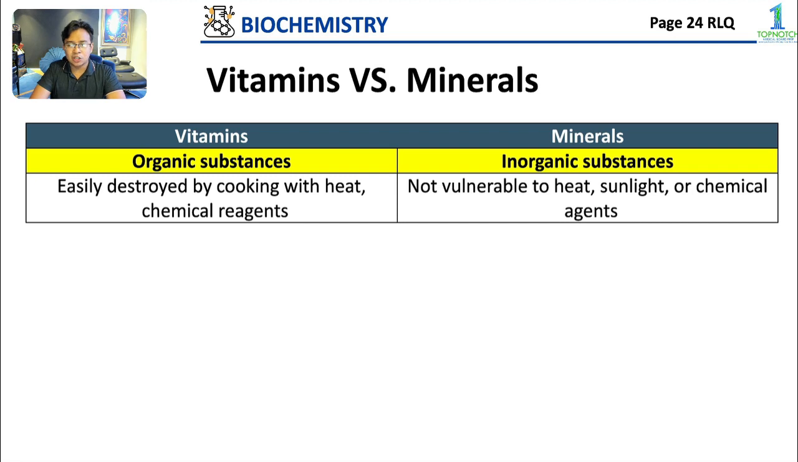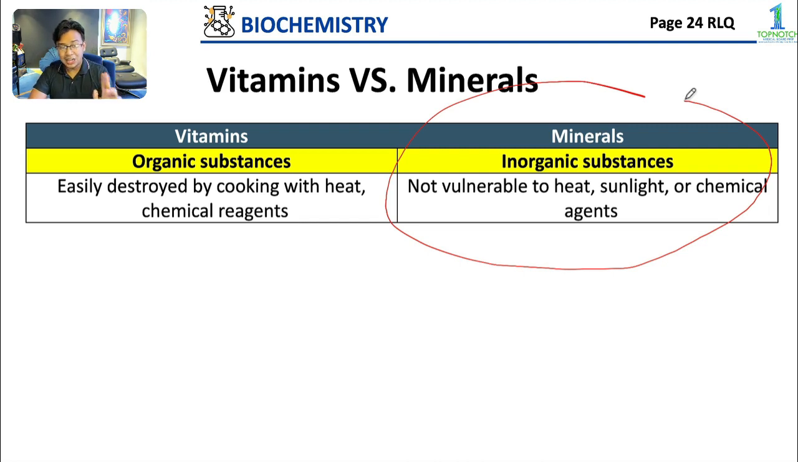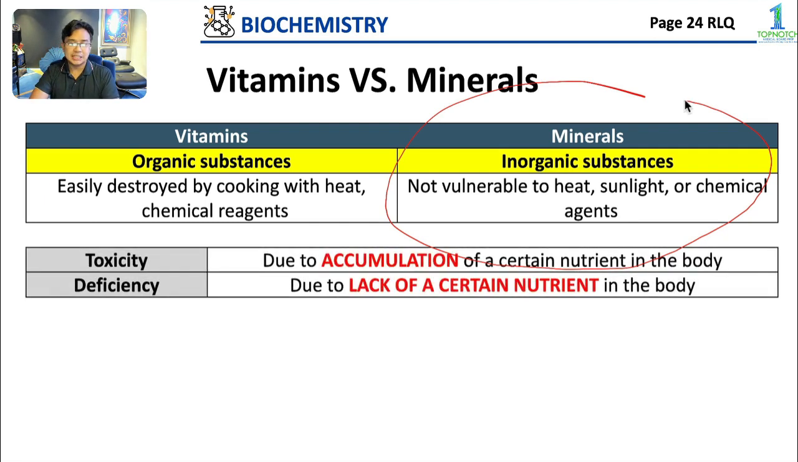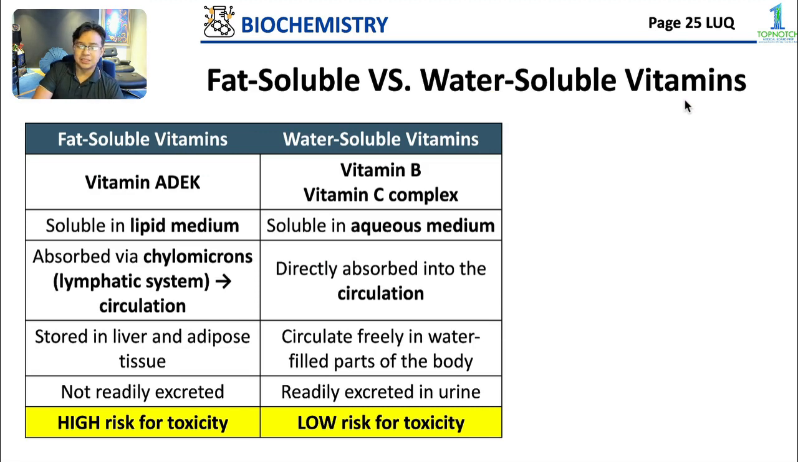Now, vitamins are organic substances, and they can be destroyed with heat and chemical reagents. But minerals are inorganic. They are actually very resistant to heat, sunlight, and even chemical agents. So you have to know them. And also, you have to know this concept, your deficiency and toxicity. Toxicity is the abnormal accumulation of a certain nutrient in the body, while deficiency is the lack of a certain nutrient in the body. Now, let's first talk about your vitamins.